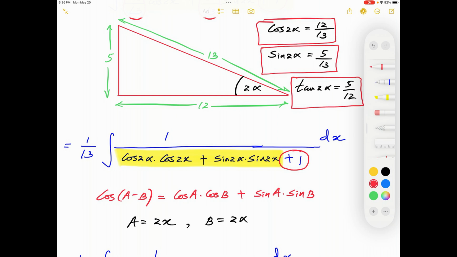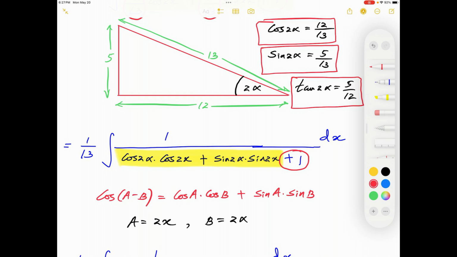However, please remember something very important. According to the geometry of this triangle, 2 alpha is an acute angle. Or in other words, 2 alpha is an angle between 0 and 90 degrees. If 2 alpha is an acute angle, alpha should also be an acute angle. In fact, since 2 alpha is between 0 and 90 degrees, alpha should be between 0 and 45 degrees, which means tangent alpha should be positive. Please remember that statement. Tangent alpha should be positive.